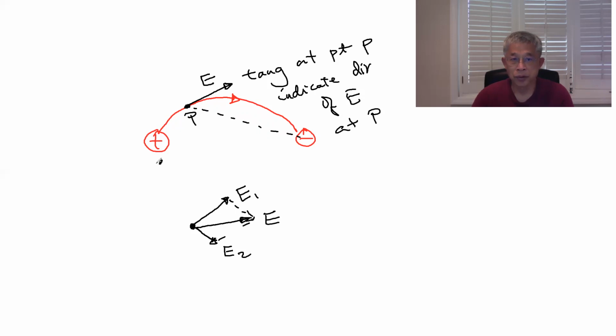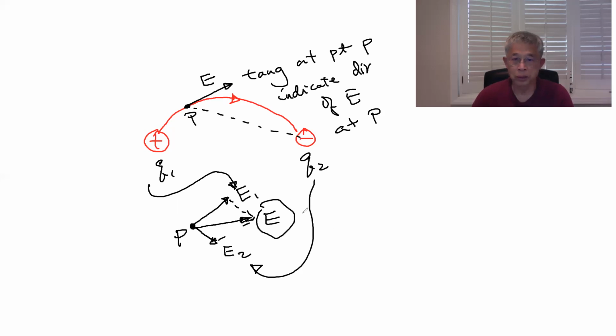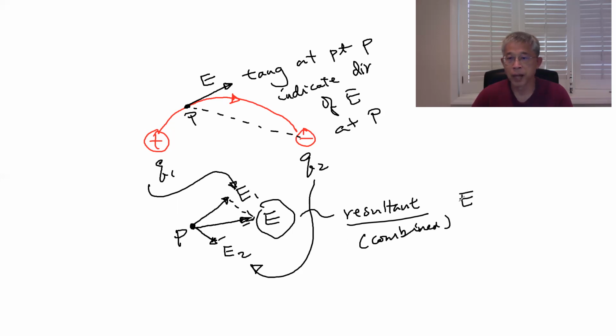But in this case, I have Q1 and Q2. Okay? So Q1 gives you E1. Q2 gives you E2 at this point P. So then that results in this resultant, right? This is a resultant E. So it's a combined, right? Resultant means combined. It's a combined E at that point. Okay, so that's electric field. Let's continue.